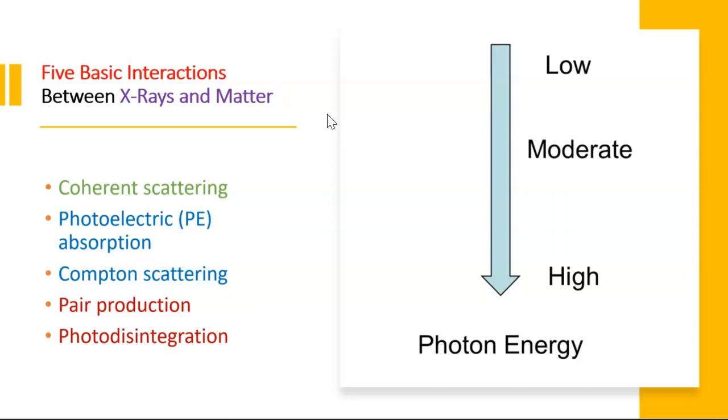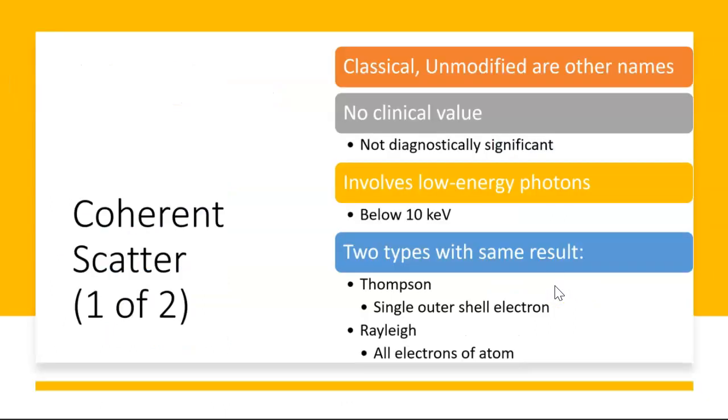Okay, so there are 5 basic interactions between X-ray and matter. When we talk about coherent scattering, we're talking about low energy. So we already talked about that. When we talk about photoelectric absorption or effect, we're in moderate, along with Compton scattering, moderate. So the blue, moderate, green, low. Pair production and photodisintegration is high, so it's red, it's high. This is radiation therapy levels, okay?